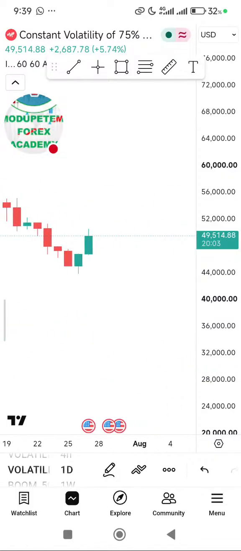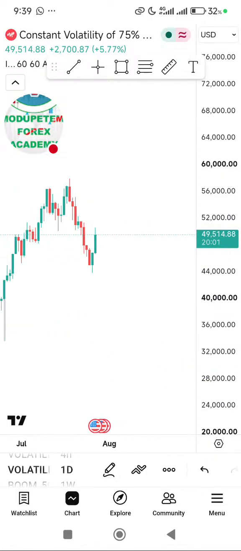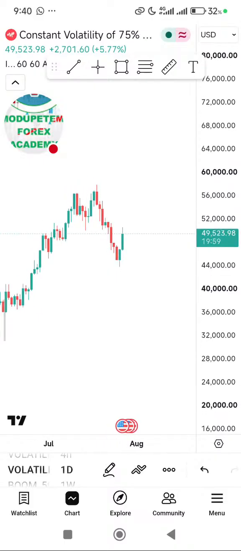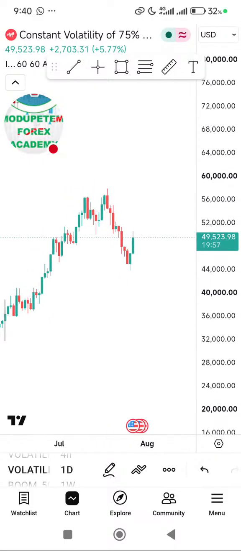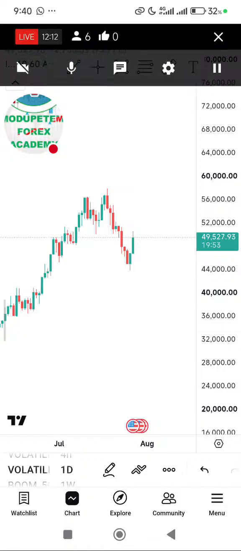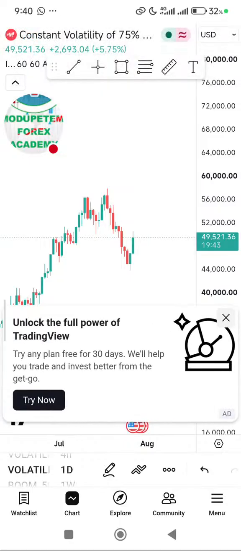On the daily time frame, the same thing that I did on the daily time frame is what I also want to be seeing on the weekly time frame. Now, looking at the weekly time frame and the daily time frame, if you look very well, exactly what we have in the video that I uploaded in the morning is what we have here.